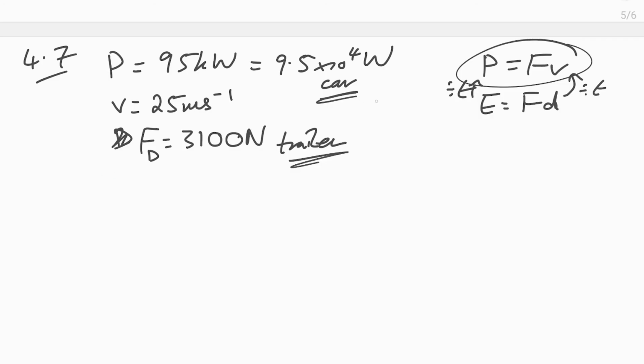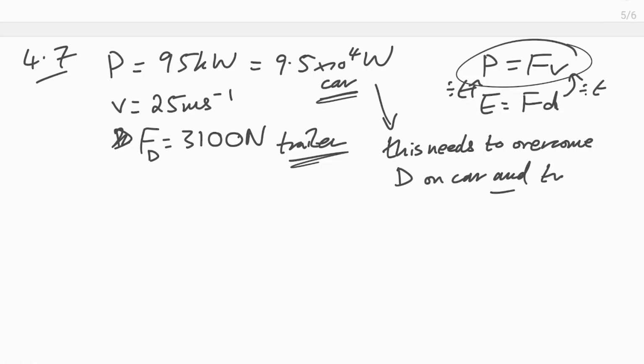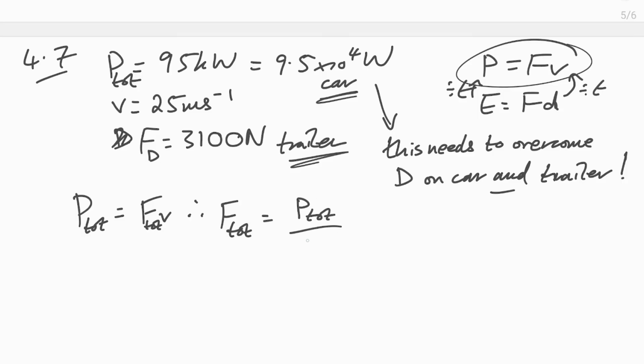The power, this needs to overcome, as it were, drag force on car and trailer. I think that's what we need to consider. Air resistance and drag are the only resistive forces acting on the car. Okay, got it. So this is P total. So therefore, P total equals FV. So F is going to be the total resistive drag, whatever. So F total is equal to P total, the total power, divided by V.